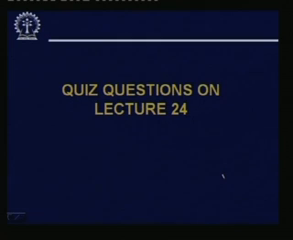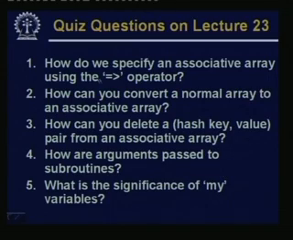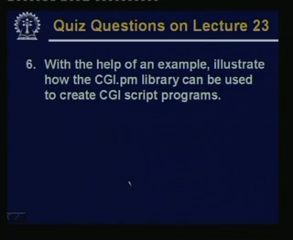Then some questions from today's lecture. How do you specify an associative array using the equal to greater than operator? How can you convert a normal array to an associative array? How can you delete a hash key value pair from an associative array? How are arguments passed to subroutines? What is the significance of my variables in a Perl subroutine? With the help of an example, illustrate how the cgi.pm library can be used to create CGI script programs.